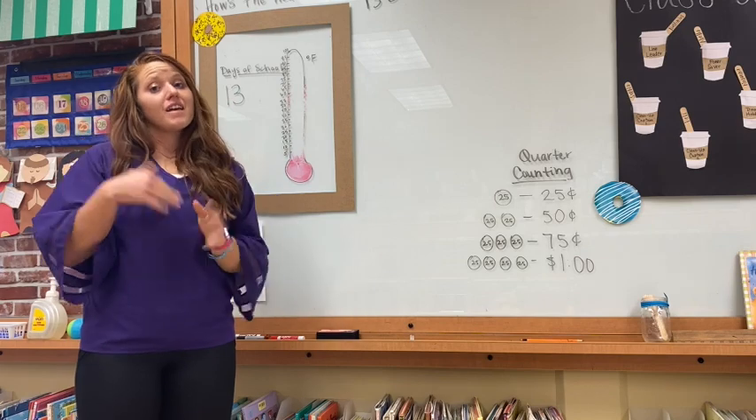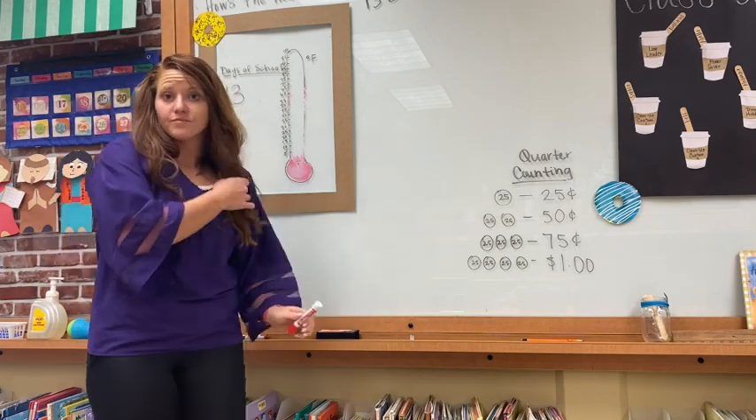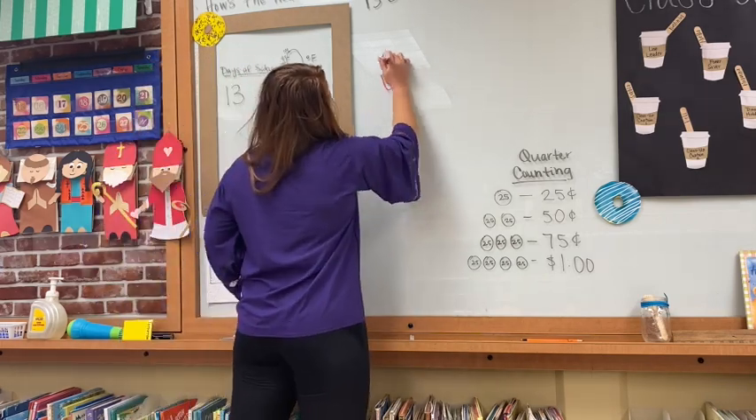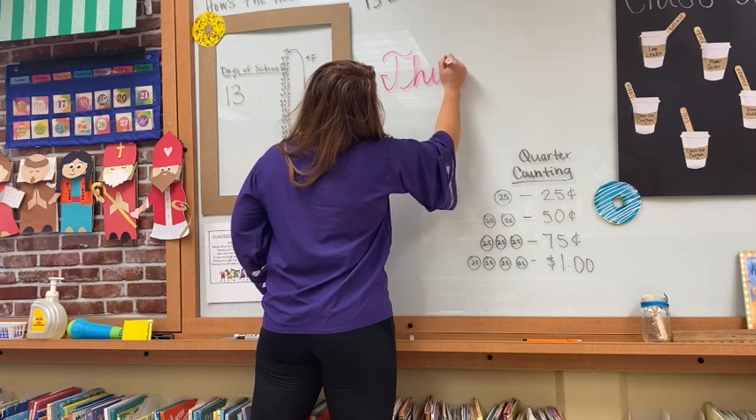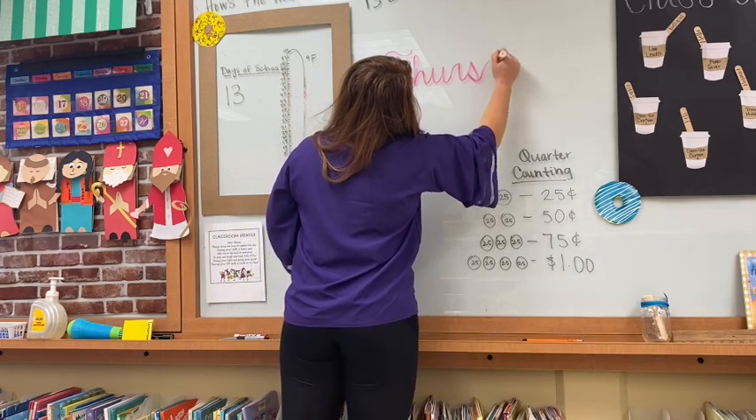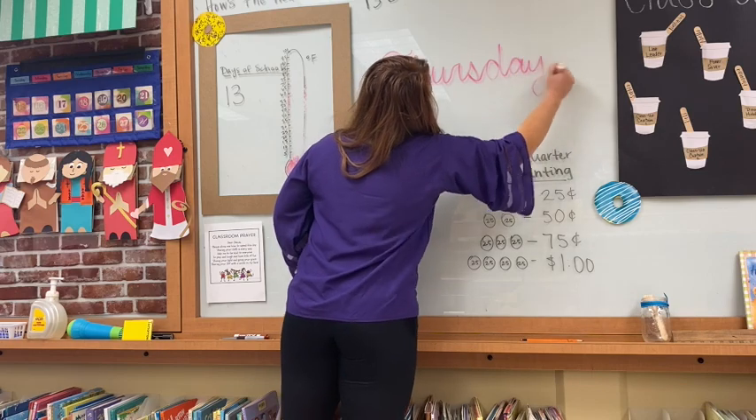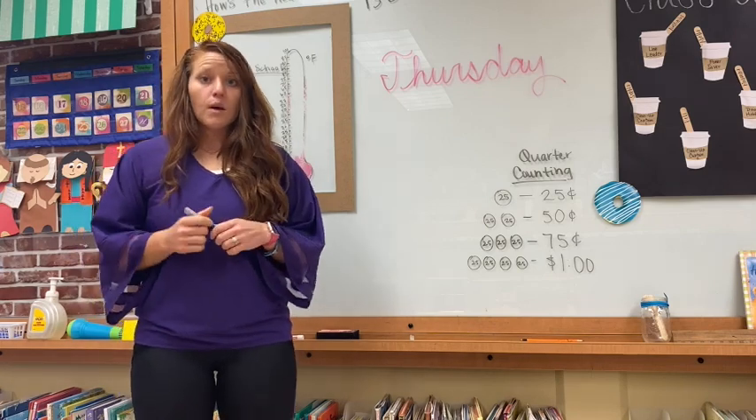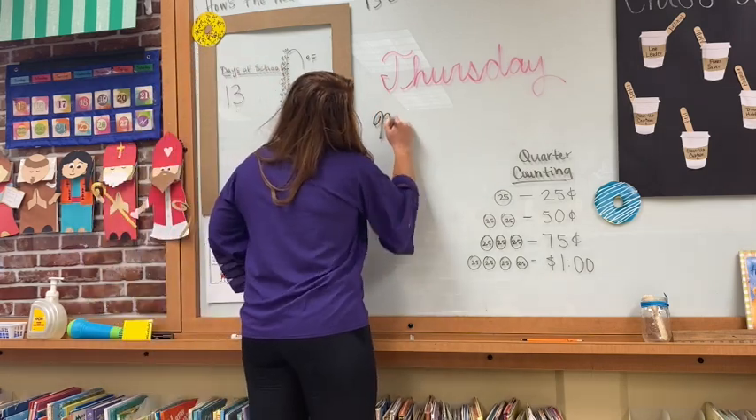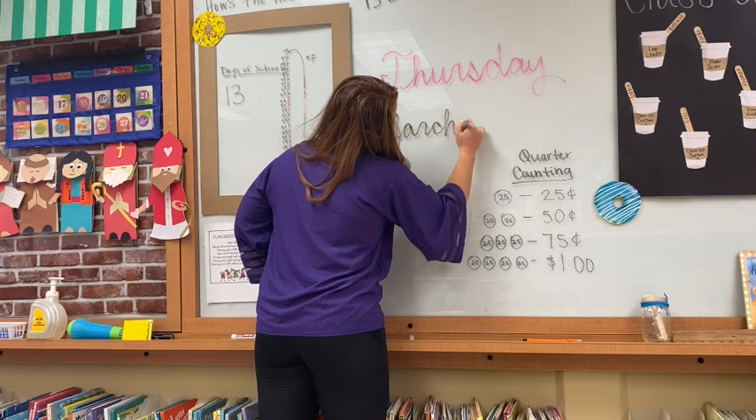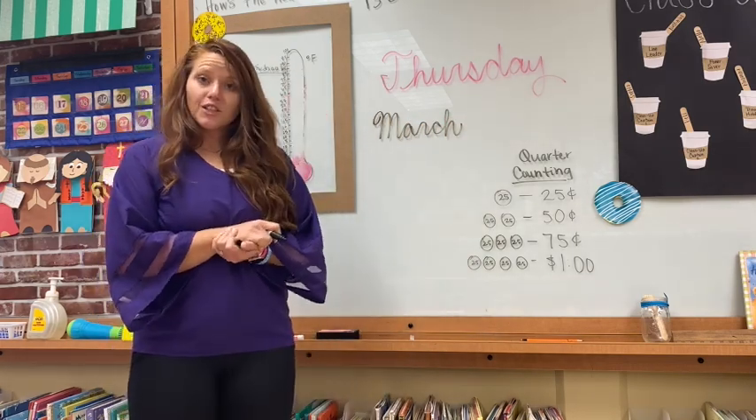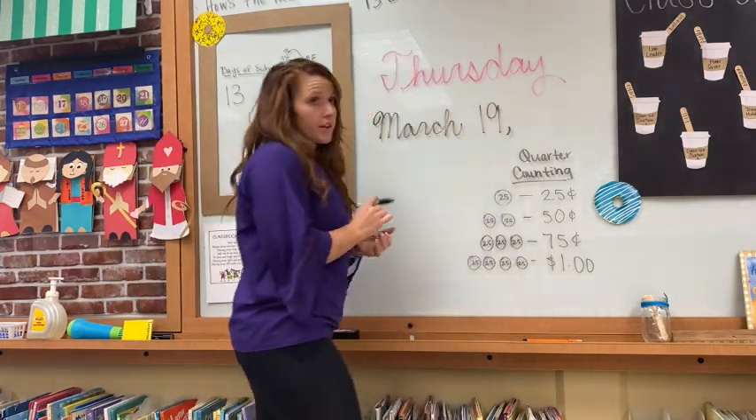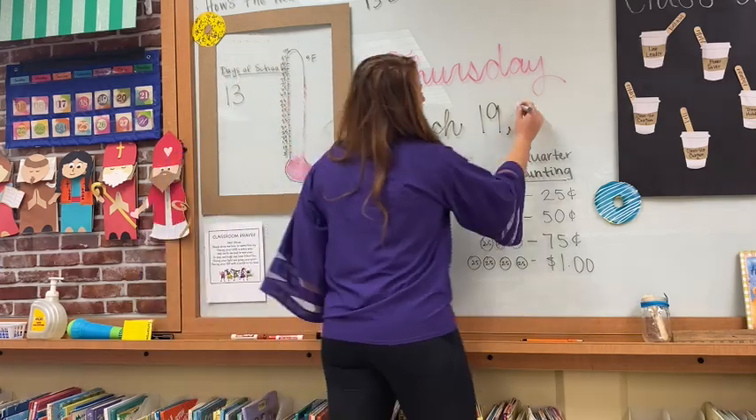Can anyone tell me what today is? It's Thursday. Thursday what? What month? March. M-A-R-C-H. March 19th, comma, what year? 2020.